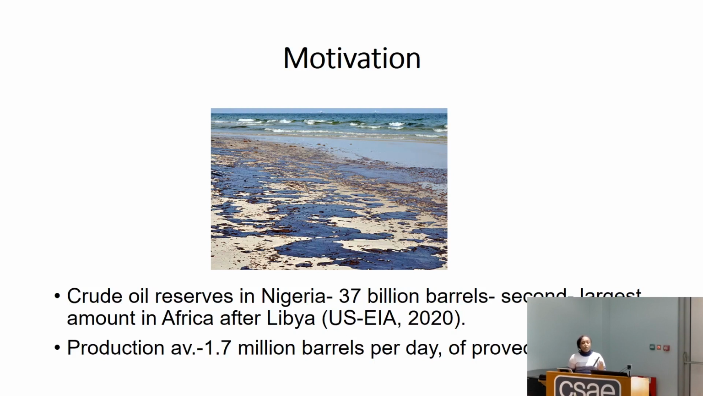Great attention has actually been placed on the issues of greenhouse gases, climate change, extraction and burning of fossils, and a form of pollution that has not been really studied is the issue of crude oil spillages. Crude oil reserves in Nigeria are about 37 billion barrels, and this is about the second largest in Africa, next to Libya. And the production average of crude oil in Nigeria is about 1.7 million barrels per day.